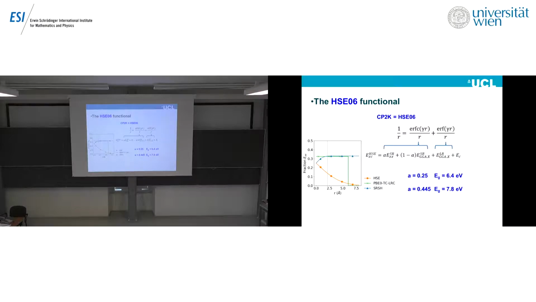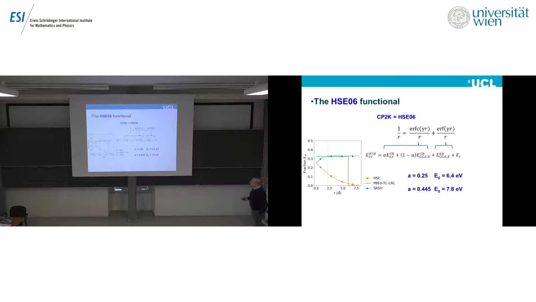So if you use the normal HSE functional, HSE06, you get the wrong band gap, about 6.4 eV. If you increase the amount of exchange, you get to this value, which is the experimental value of the band gap. And in both cases, you can achieve some Koopmans' compliance, but in this case the error is quite large.